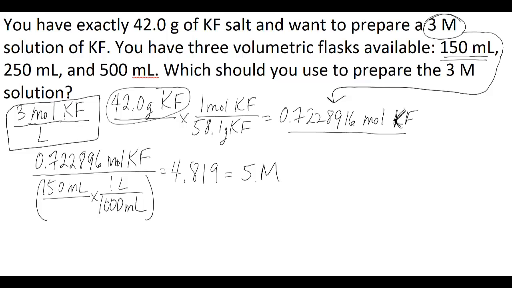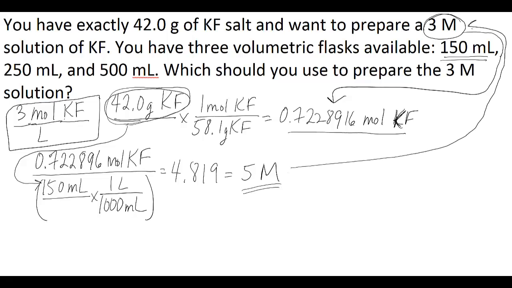So if you put that 42.0 grams of potassium fluoride into that 150 milliliter volumetric flask and then filled it up with water, you'd end up with a solution that was 5 molar, and that's not what you want. You want a solution that is 3 molar. So let's try the next possible volumetric flask. Doing the same exact thing.